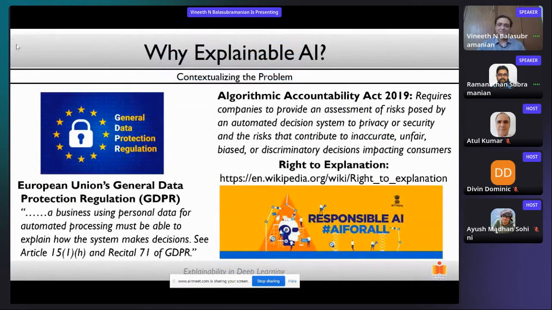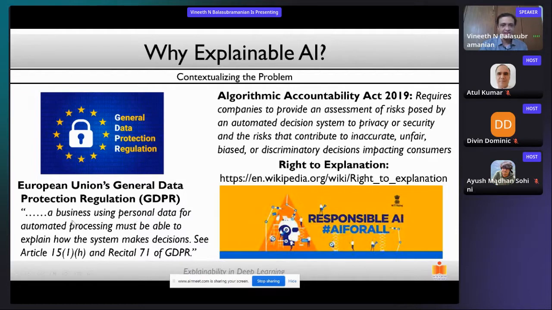Okay, so perhaps the first thing to start off with is why explainability at all? I think to some extent, everybody is aware of the context of the problem today, but nevertheless, to contextualize all of this discussion, one of the primary precursors and drivers for work in explainability has been the lot of legal regulations that have been going around the world at this point in time. Notably, there was European Union's GDPR, the General Data Protection Regulation, which was, I think, enacted about 2-3 years ago. What this particular clause in the GDPR says is that a business using personal data for automated processing must be able to explain how the system makes decisions.